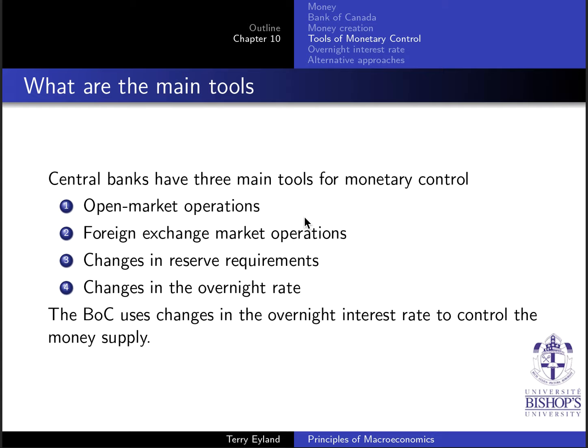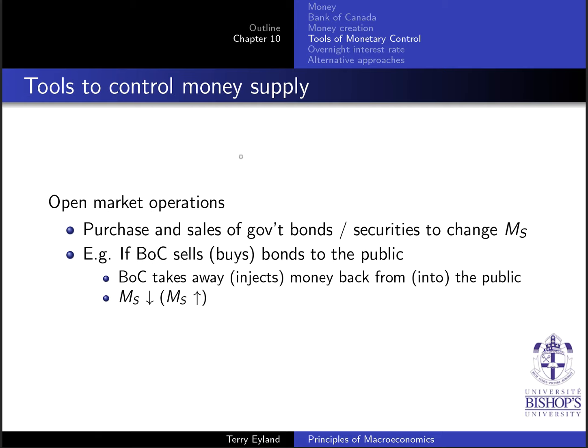So here we're going to look at some of the main tools for monetary control. Essentially, if we look through this situation, we could see that there are different ways of controlling the amount of money in circulation. We see that with commercial banks it might be tricky, but what are some of the ways? Open market operations, foreign exchange market operations, changes in reserve requirements we've just talked about, and changes in the overnight rate, which is the one that we're going to talk a lot about. We'll see it as the main tool, but let's just look at the other ones and how they work.